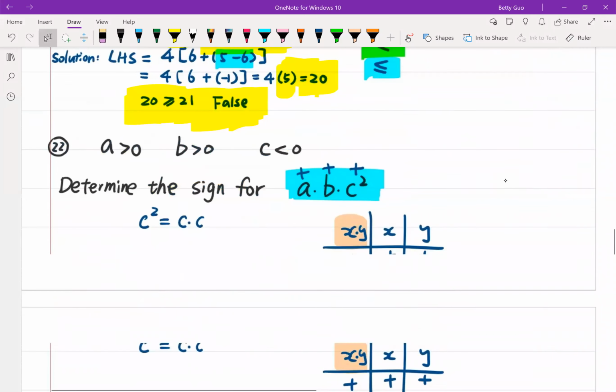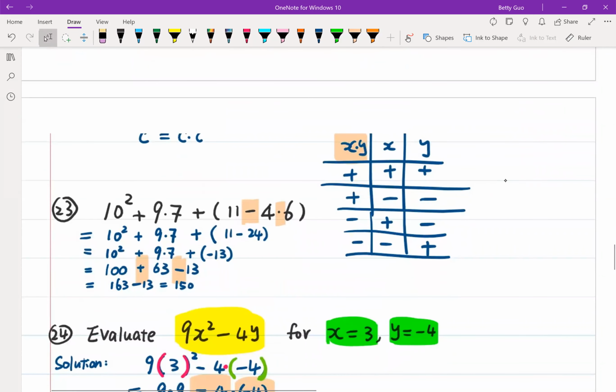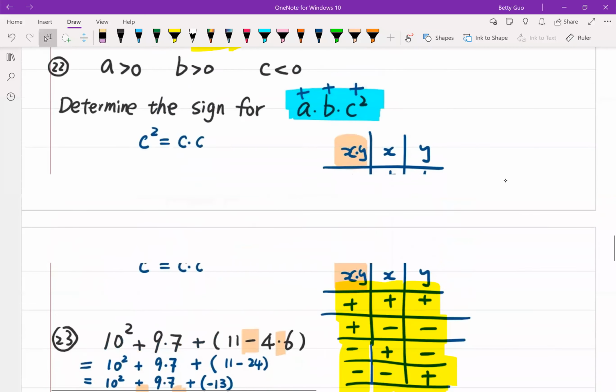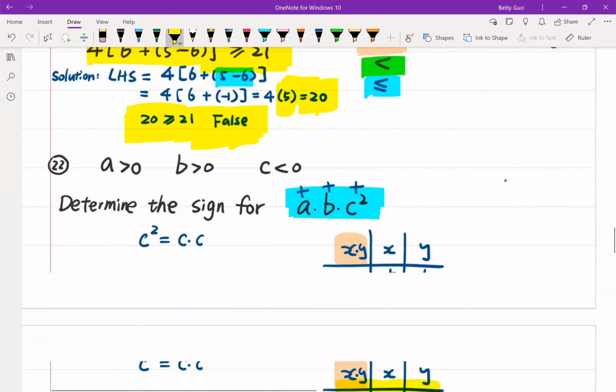Number 22. Let's go over the rules for the sign of a product first. The product of x and y. The two factors are x and y. If both of them are positive, the multiplication is positive. If both of them are negative, then the multiplication is positive as well. If one of them is positive, the other is negative, meaning the two factors have opposite signs, then the multiplication is negative.